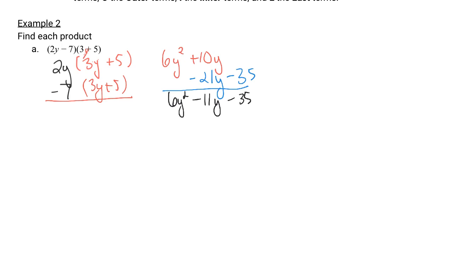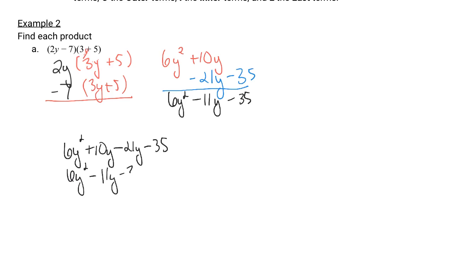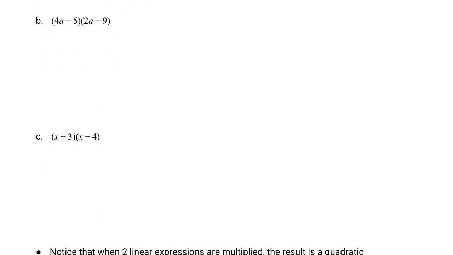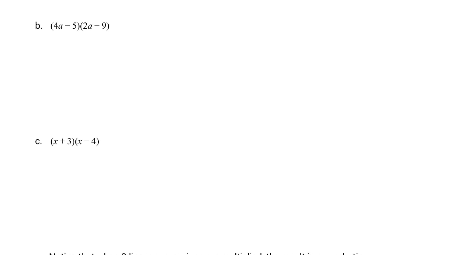FOIL method, you'd get the exact same thing. Okay, so let's demonstrate that. 2y times 3y, 6y squared. Outside terms, 2y times 5 plus 10y. Inside, for the I, negative 7 times 3y minus 21y. Outside, negative 7 times 5 minus 35. Combine like terms, we get 6y squared minus 11y minus 35. We did it. Go ahead and pause and do the next one, please.